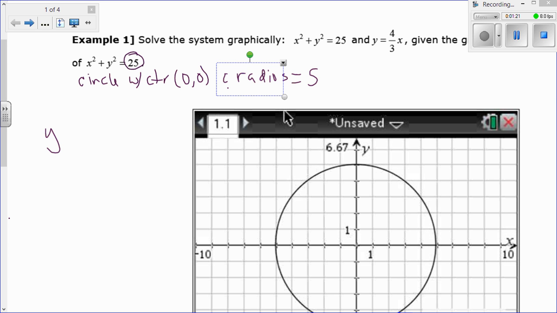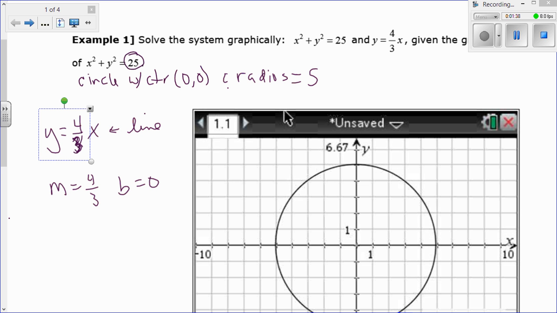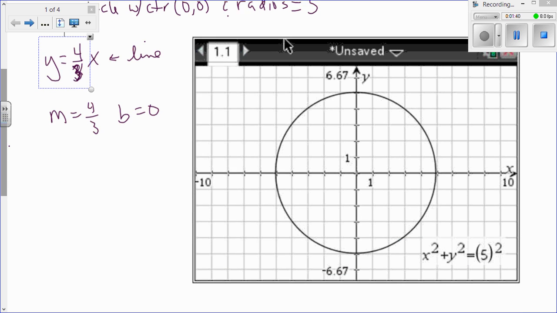And then we were given y equals 4/3 x. This is the line. My slope is 4/3, and b is 0 because there's no b value. So I go over to my graph and make a point at my origin. Then I go up 4, 1, 2, 3, 4, over 3, 1, 2, 3. I'll go down 4 over 3 the same way.